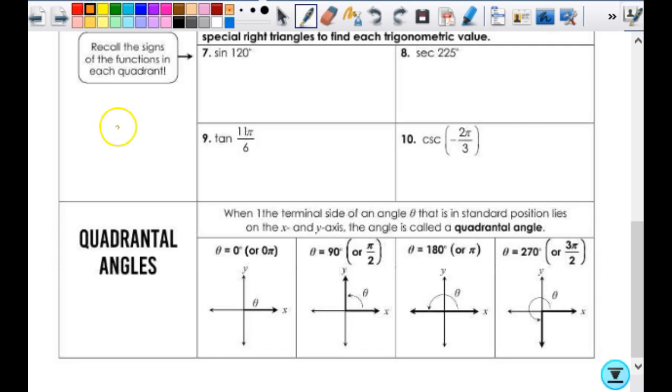So remember, all students take calculus, right? Okay, so this means that in quadrant 1, everything's positive. In quadrant 2, it's only sine, and what's its reciprocal? Cosecant. In quadrant 3, it's only tangent, and its reciprocal, which is cotangent. Quadrant 4, the only thing that's positive is cosine and secant. Okay, secant. All right, we're good?